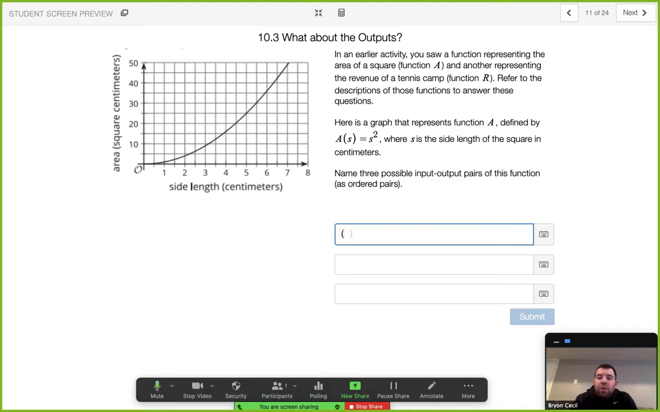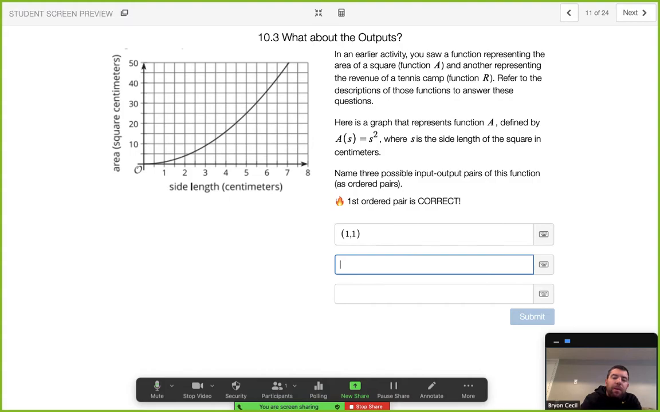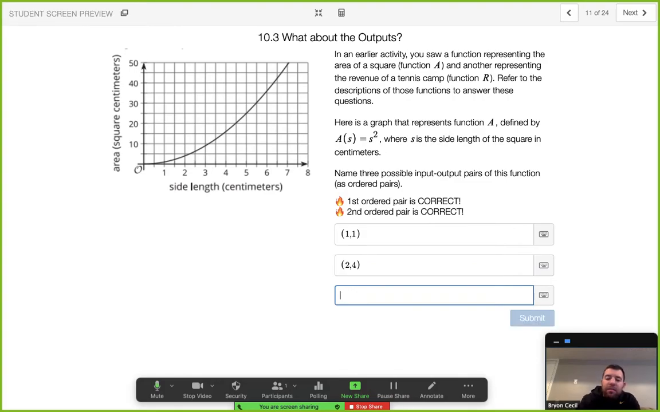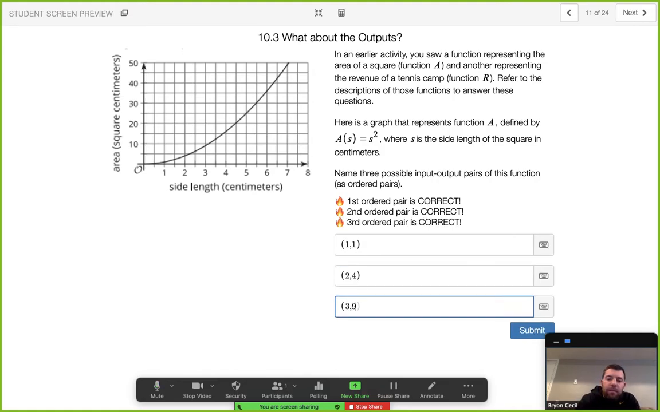Okay, so let's just start with 1. It's tough to see on this, but the function is s squared. So if my input was 1, what's 1 squared? It's just 1. Now let's make this really simple. Let's do 2. If my side is 2, 2 squared is 4. Good to go. And then my last one here, guys, we've got a 3. So if my side is 3, my output is going to be 9. Okay, we are correct.